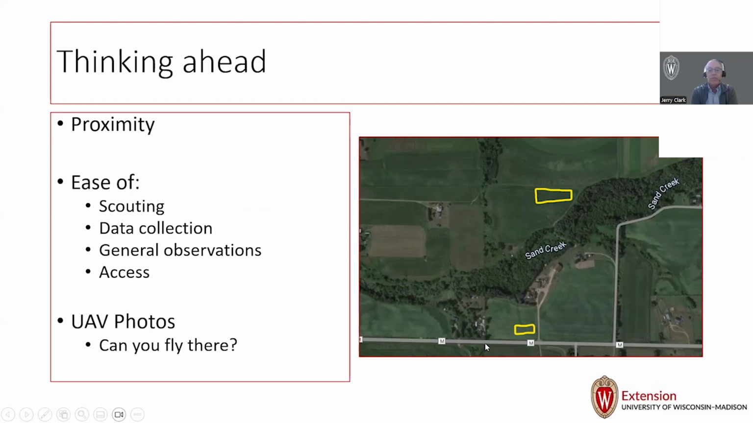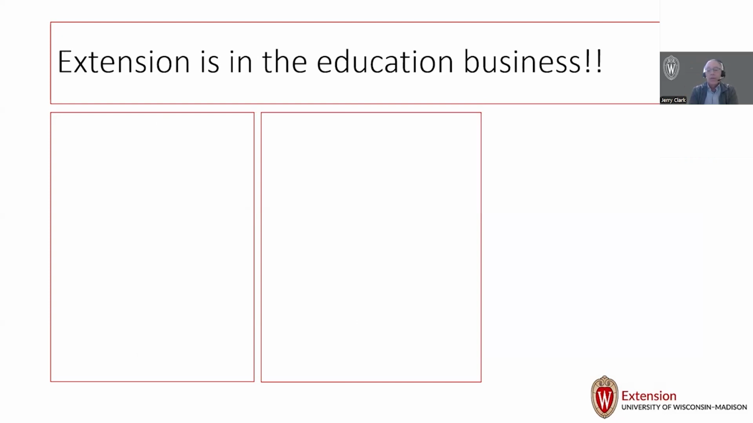So you can also think about it from a practicality standpoint, field days, those kinds of things. Thinking ahead a little bit about the proximity, the ease of trying to collect that data, and then a question with a lot of UAVs out there is, can you fly there? Is there an airport nearby? One of the plots I'll show you in a little bit is where we can't use a drone, or we have to get permission or let them know that we're going to fly just a few feet above the crop to get a picture, because there's an airport within just a mile or two of where we're flying.